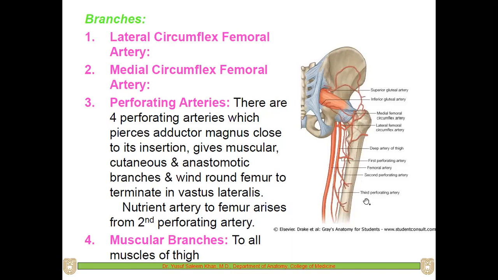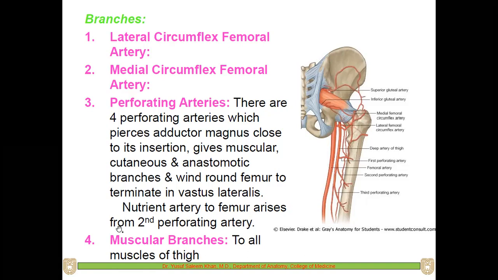So these are the details you should remember. It will be giving four perforating branches, as well as the medial and lateral circumflex femoral arteries. The nutrient artery to the femur arises from the second perforating artery. This is the second perforating artery, which will give a branch to the femur. It will be supplying the bone femur also. That is called the nutrient artery, which will supply nutrition to the bone of the femur. So that is coming from the second perforating branch.